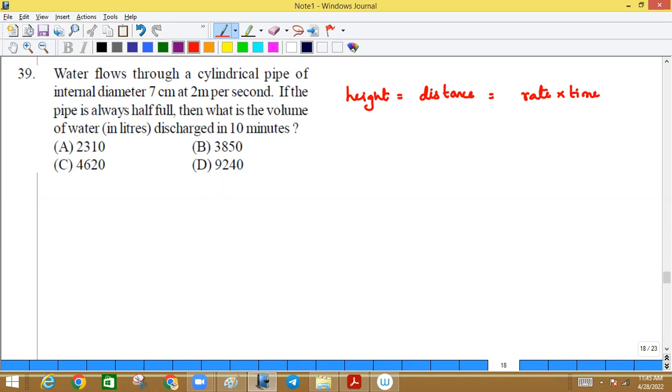Now, water flows through a cylindrical pipe of internal diameter 7 centimeter. If the diameter is 7 centimeter, obviously what is the radius? Radius is 7 by 2. If the pipe is always half full, then what is the volume of the water discharged in 10 minutes? You need to find volume by 2. Why volume by 2? Because it is always half full.